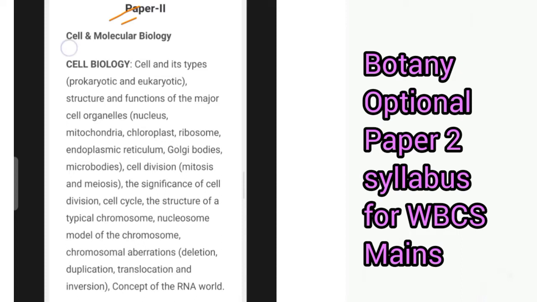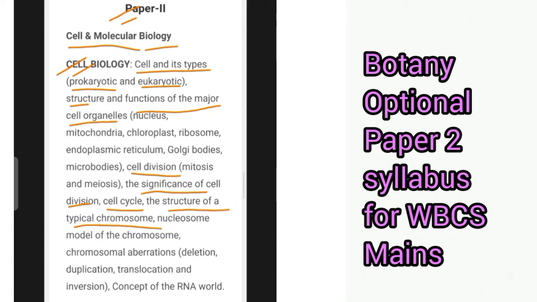Paper 2 starts with cell and molecular biology. Here you will get cell biology, cell and its types, prokaryotic and eukaryotic, structure and functions of the major cell organelles, then cell division, the significance of cell division, then cell cycle, structure of a typical chromosome, nucleosome, then model of the chromosome, chromosomal aberrations, then concept of the RNA world.